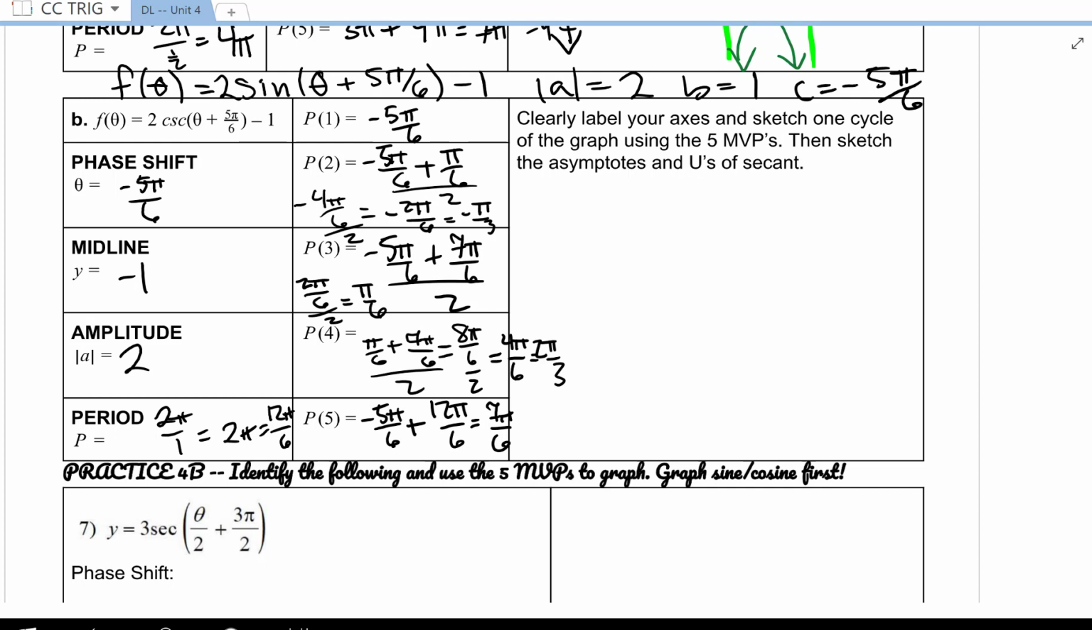Okay, so we should have P1 is negative 5 pi over 6, then we have negative 2 pi over 6, which is negative pi thirds, then we have P3 is pi over 6, P4 is 2 pi thirds, which is 4 pi over 6. I like to have everything in the same denominator, so I'm going to use sixths. And P5, which is 7 pi over 6. Negative 5 pi over 6 to 7 pi over 6, so a little bit more in the positive.